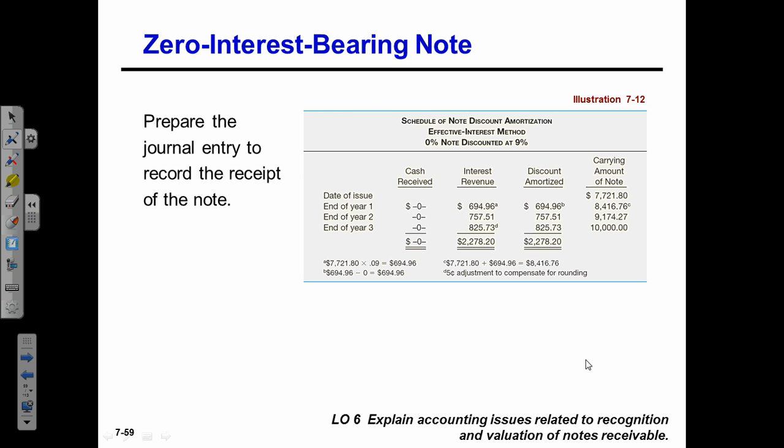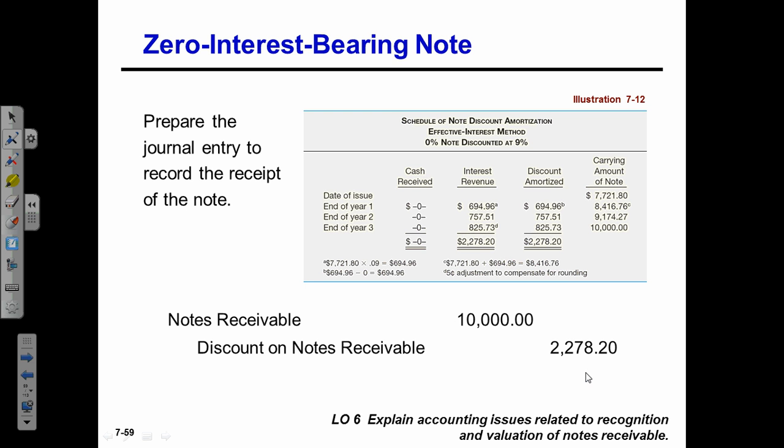Okay, so here's the entry to show the receipt of the note. All right? Debit notes receivable, credit discount, they're using the discount approach. If you wanted, you could just make notes receivable be the 7,700. I've said that enough times. Everybody's got this. It's not a big deal. And credit cash. Everybody got it? Easy.